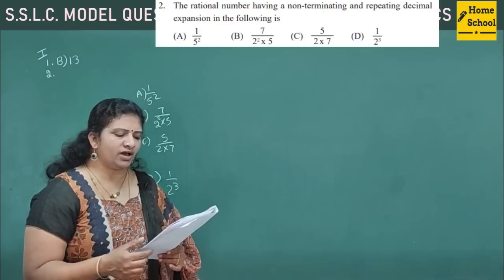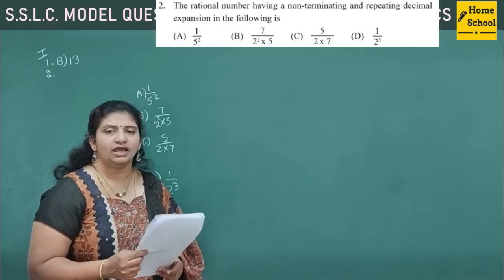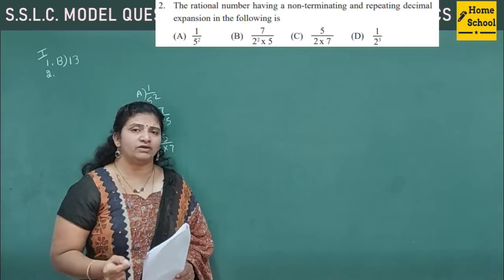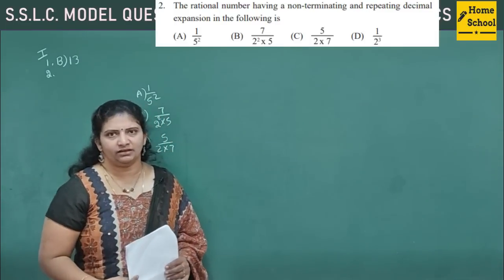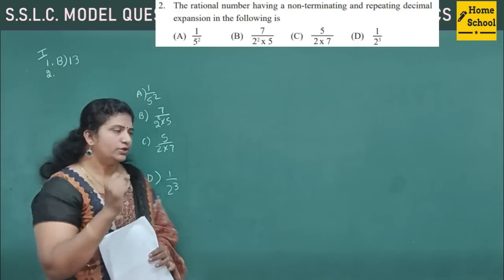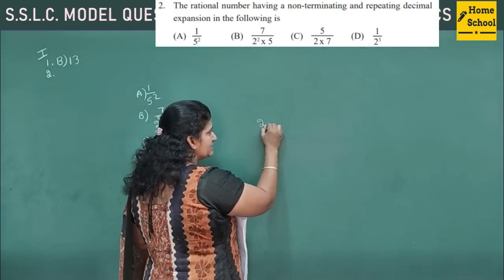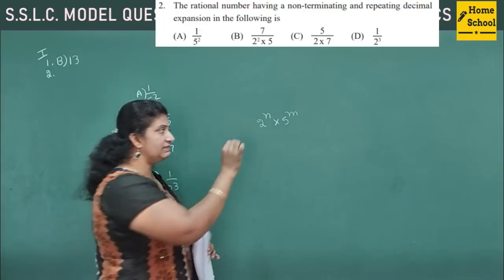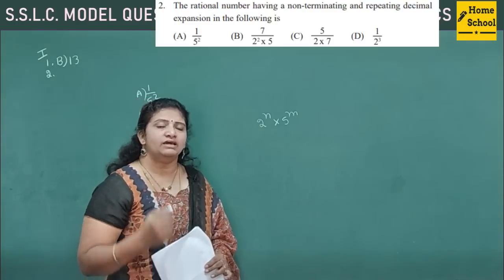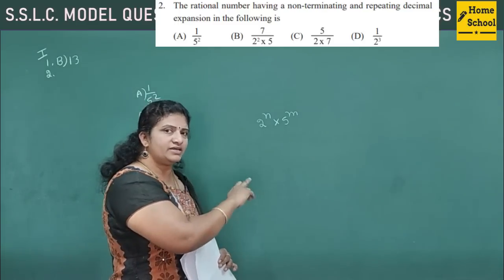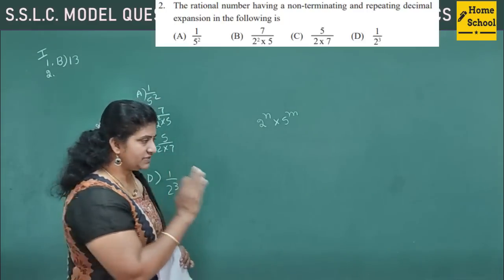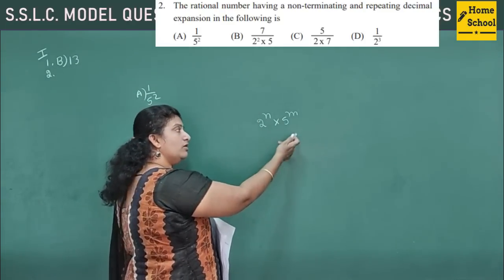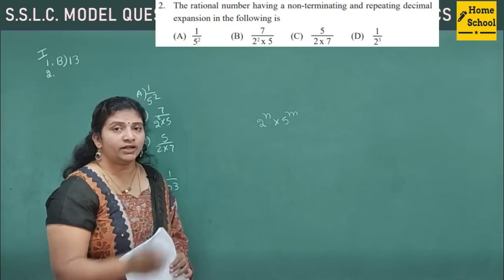Second question. The rational number having a non-terminating and repeating decimal expansion in the following is. You can see all the 4 options here. The question is rational number having non-terminating and repeating decimal. You know from this chapter real numbers that if the denominator of a rational number is in the form of 2 power n into 5 power m, you can say that the rational number is a terminating decimal. Other than this, you can say it is non-terminating. Observe here, among these rational numbers, your denominator either only 2 power n may be there or only 5 power m may be there, or both you can have, but not other number.